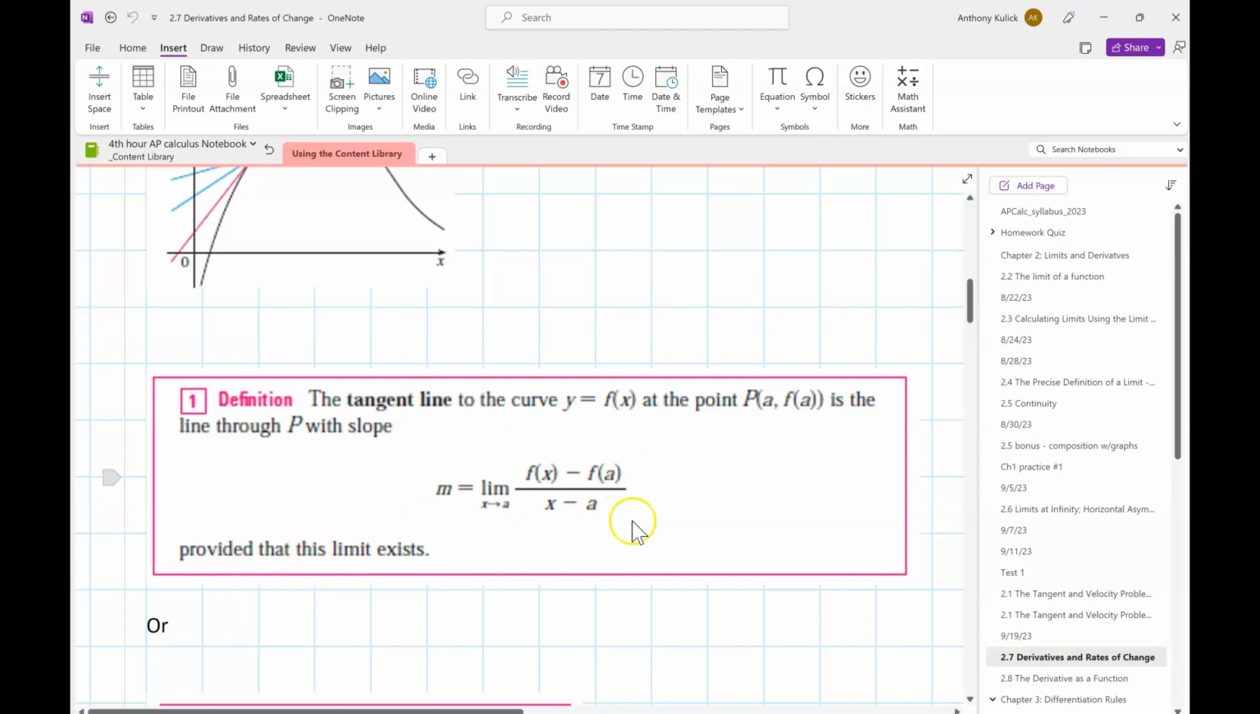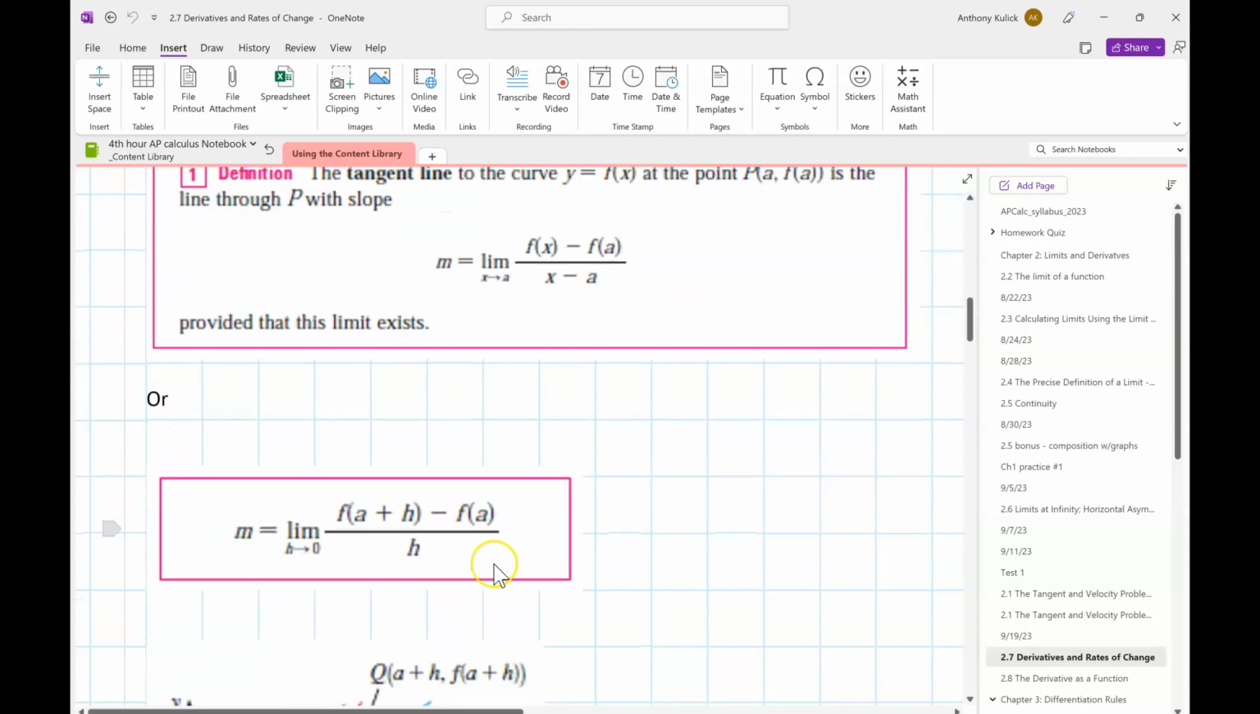Or, a more common way of representing this is with the formula: the limit as h approaches 0 of f of a plus h minus f of a over h. Now this is the same formula as this one. We just define things a little differently, but it represents the exact same idea. Let's look at a picture and explain how the formula is the same. Sound good?